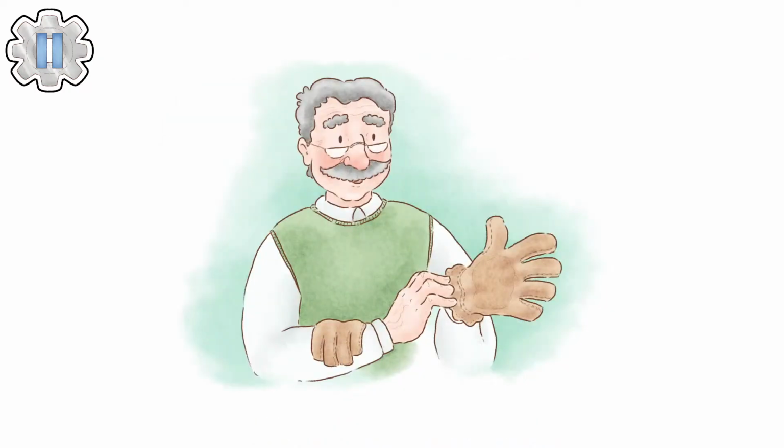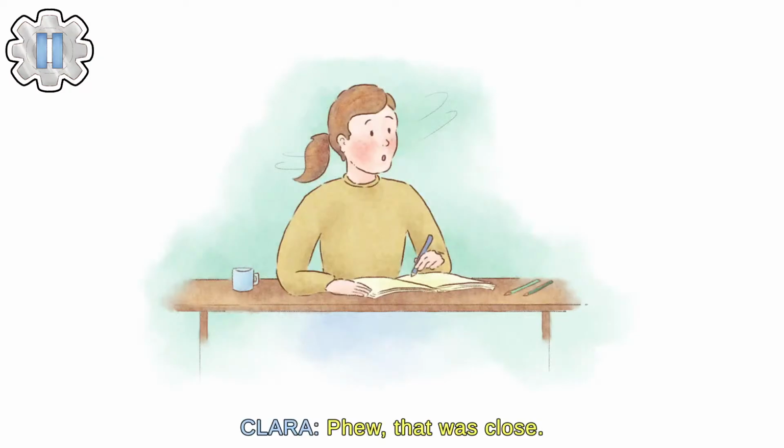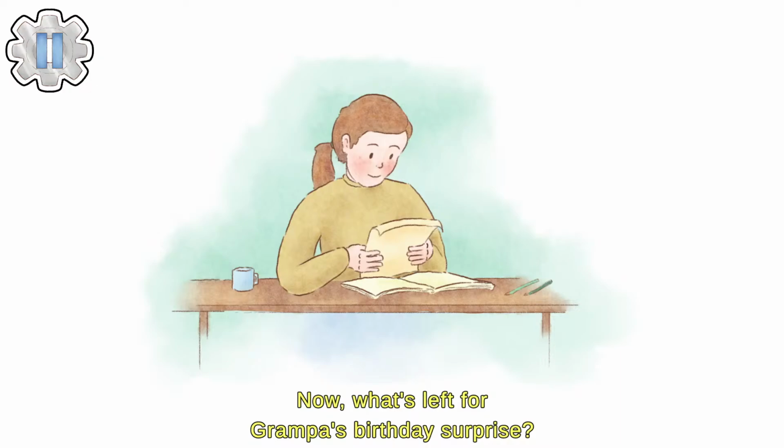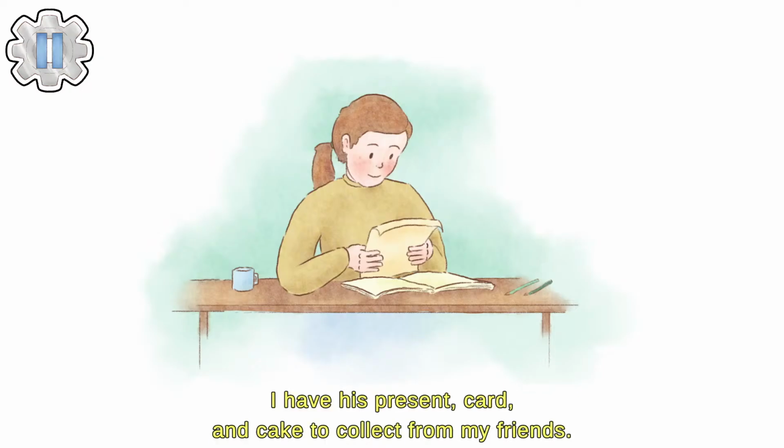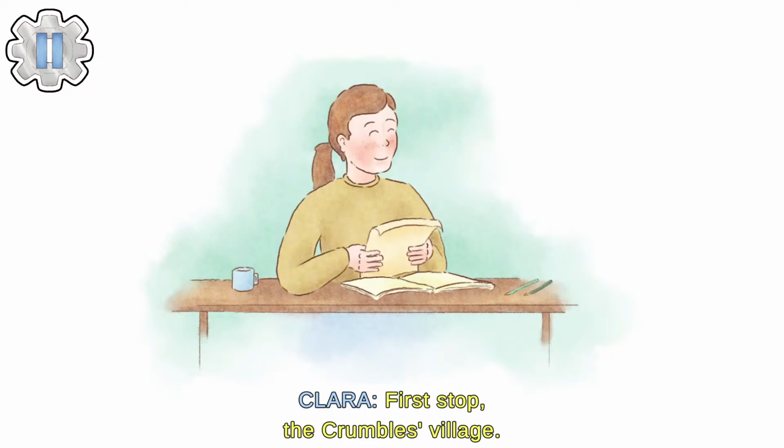He slips on a pair of gardening gloves. Phew, that was close. Now, what's left for Grandpa's birthday surprise? Let's see. Clara pulls out a piece of paper. I have his present, card, and cake to collect from my friends. First stop, the Crumbles Village.